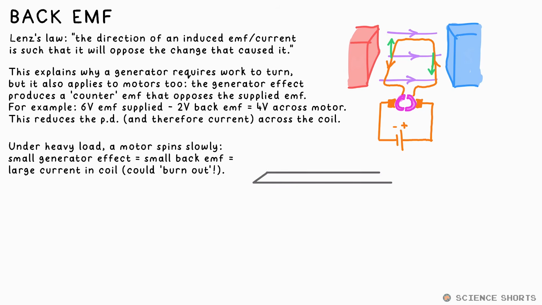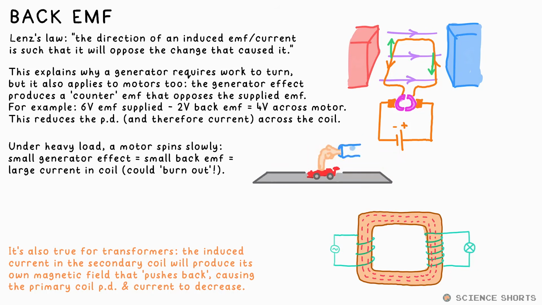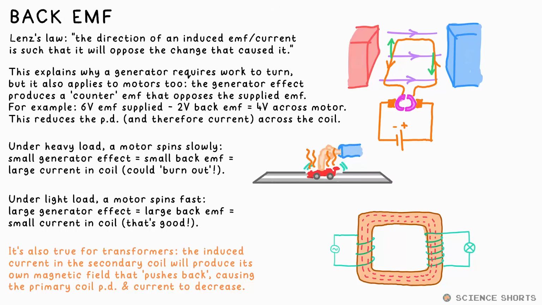If a motor is under heavy load, it spins slowly. The back EMF is small and the current is high. So too heavy a load and the motor can burn out. I'm sure you've experienced this when you've smelt the smoke coming from your Scalextric car when you're holding it down but still pushing the throttle. If a motor is under light load though, it spins faster, the back EMF is large and the current in the motor is small. Great.